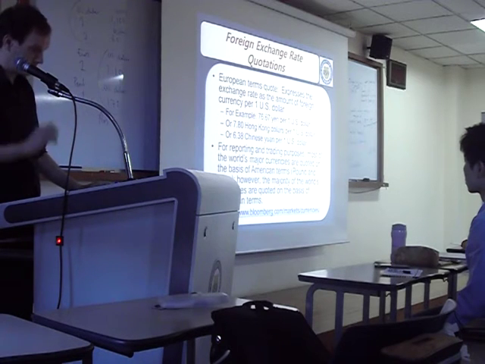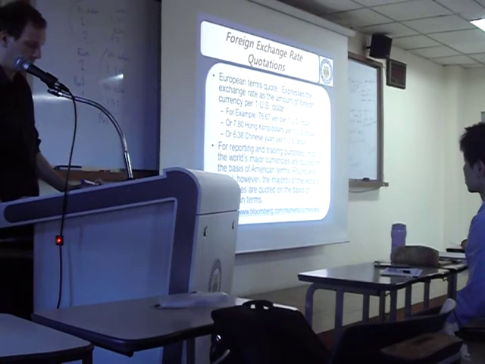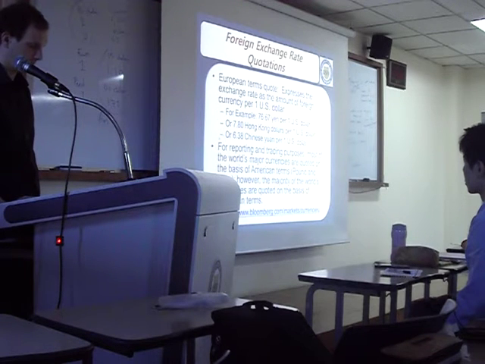So European terms express the exchange rate as the amount of foreign currency per one US dollar. 76 yen per one US dollar, 7.8 Hong Kong dollars per one US dollar, 6.381 per one US dollar.